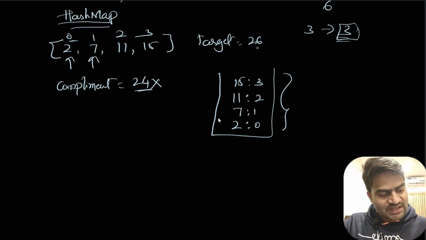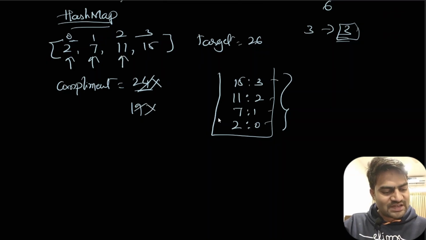So if 7, then its complement will be now 19. Correct, right? Is 19 there in the hash map? No, it is not there. Now I'll move to the next number, 11. So when I reach 11, its complement will be 26 minus 11 equal to 15. Now if you see, we get the complement in the hash map.